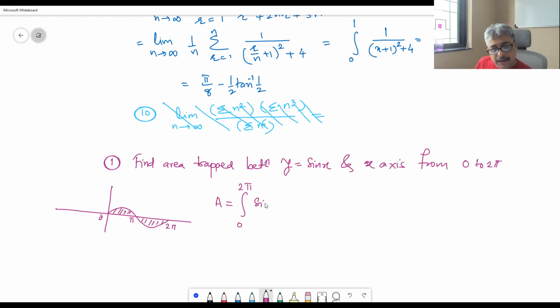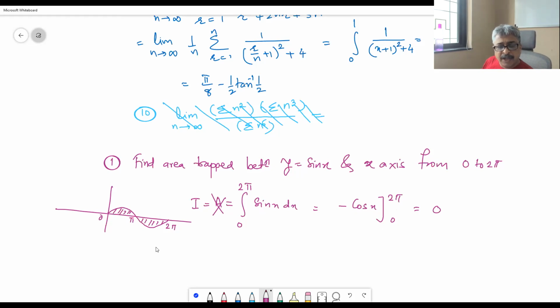So area can directly be given as integral 0 to 2 pi sin x dx. What will we make? Error in this. Why? If we just solve this as a definite integral, for I and not A, what will we get? Minus cos x evaluated between 2 pi to 0. So you will get answer 0.